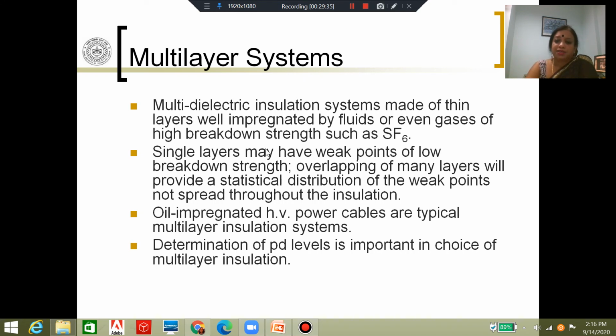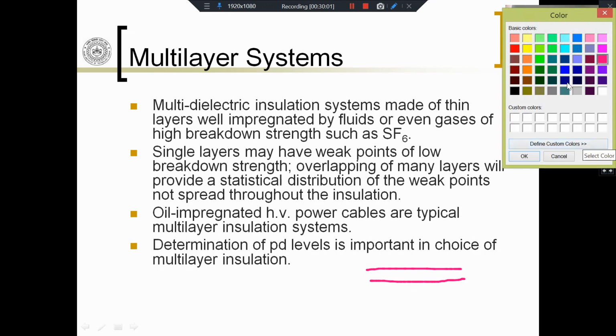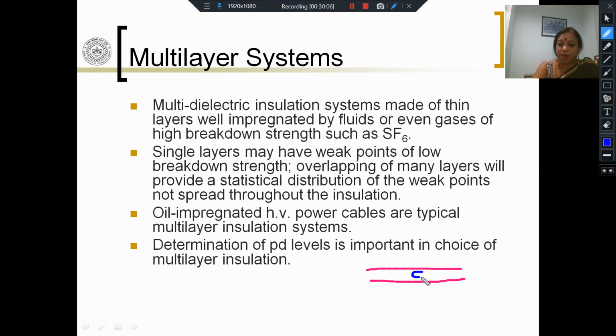Now, why do we use multi-layer systems? One reason is, let's say you have a uniform material. If you use a single material, there might be some weak points, such as entrapped bubbles or entrapped gases. Let me try and draw that. Let's say this is your single material, and in this single material you cannot ensure that you can eliminate all voids. So maybe there are trapped air gaps and air bubbles.